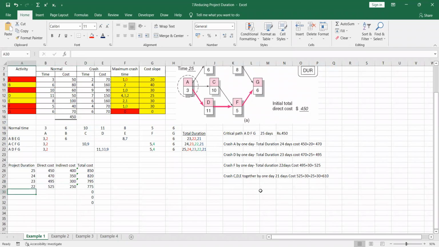And the next one is the last one, CDE together, 21 days. The direct cost is how much? 610. And you have to assume that the indirect cost is 200. Therefore, it is 820. So up to this point, we are crashing. Now, son, this indirect cost is going to change. It is not going to be fixed.